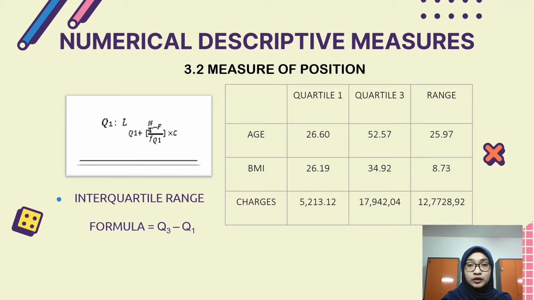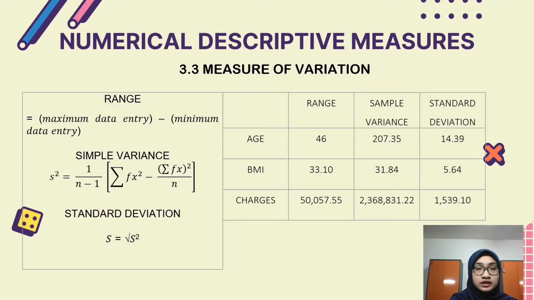The next is interquartile range. The difference between the upper and lower quartile is called the interquartile range. The interquartile range is equal to Q3 minus Q1. Before determining the interquartile range, we first need to know the values of the first quartile and third quartile. The range for age is 25.97, BMI 8.73, charges 12772.892.